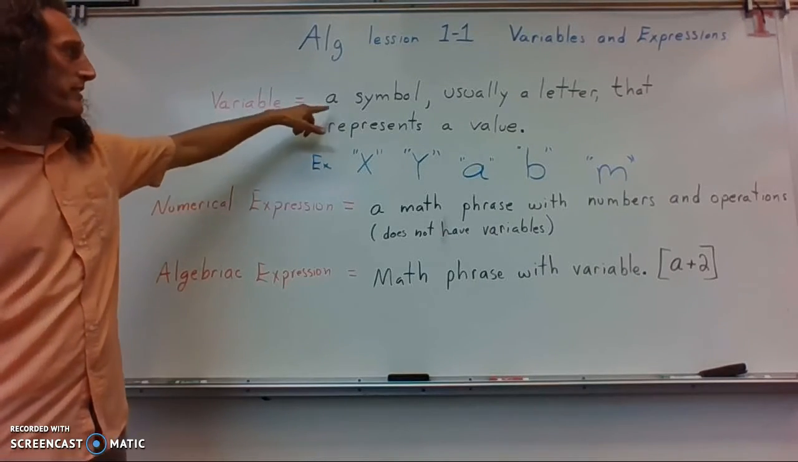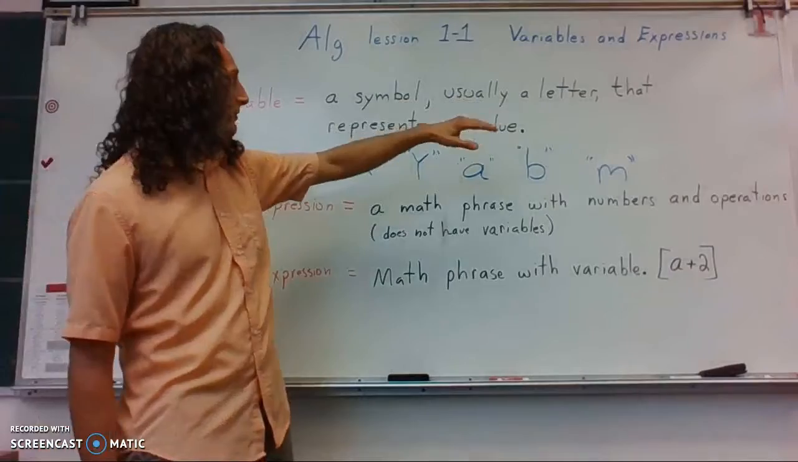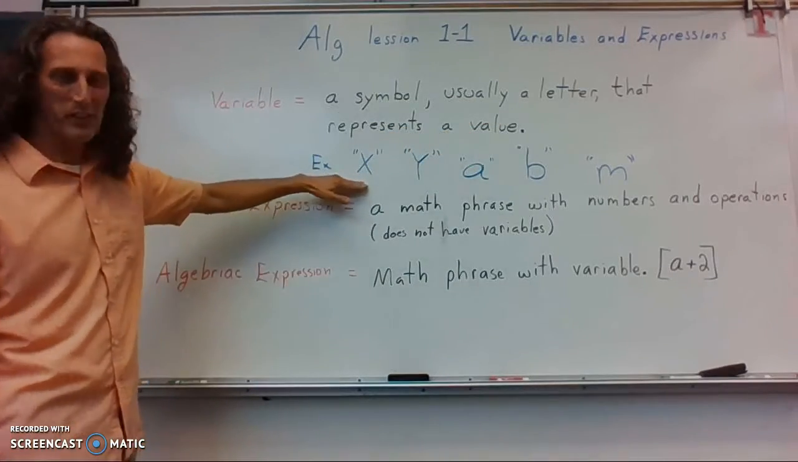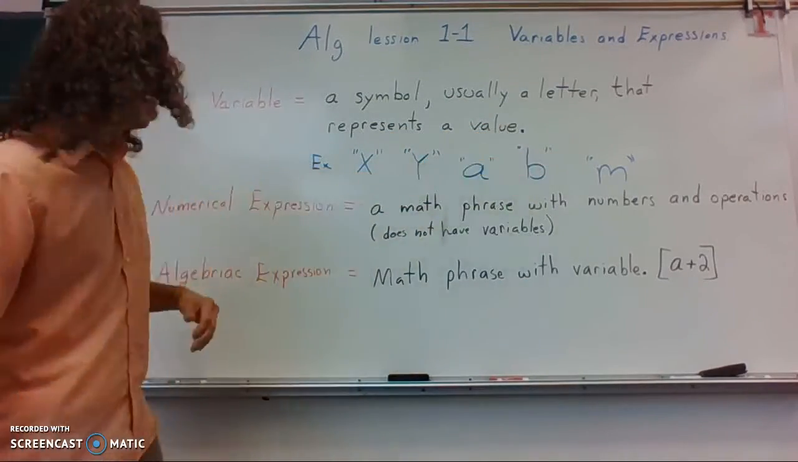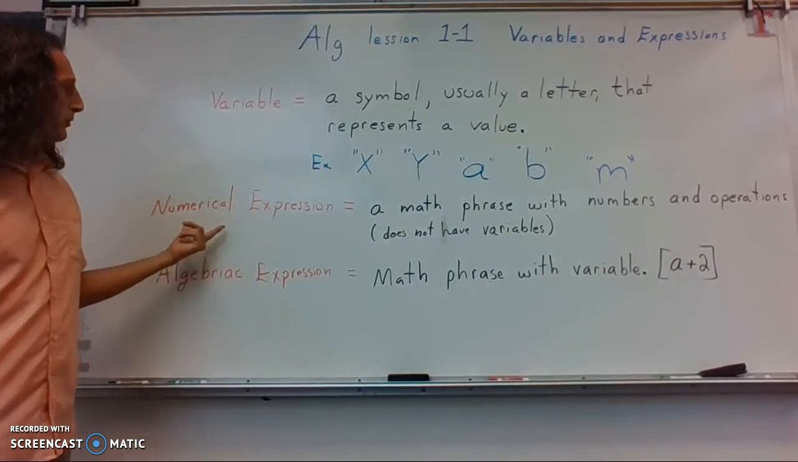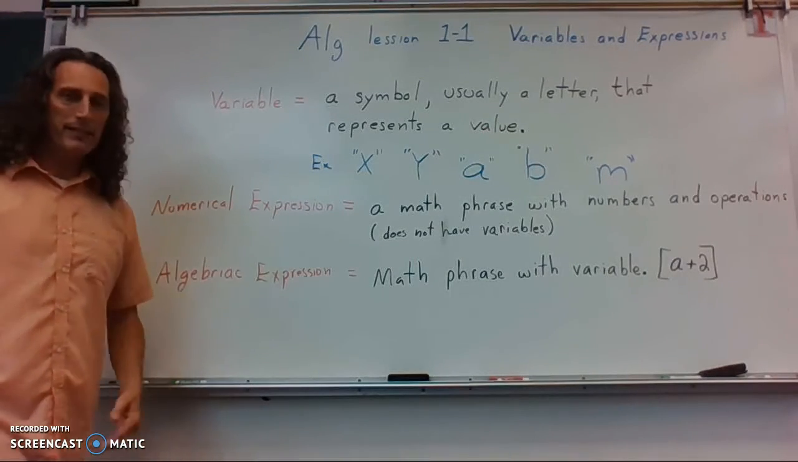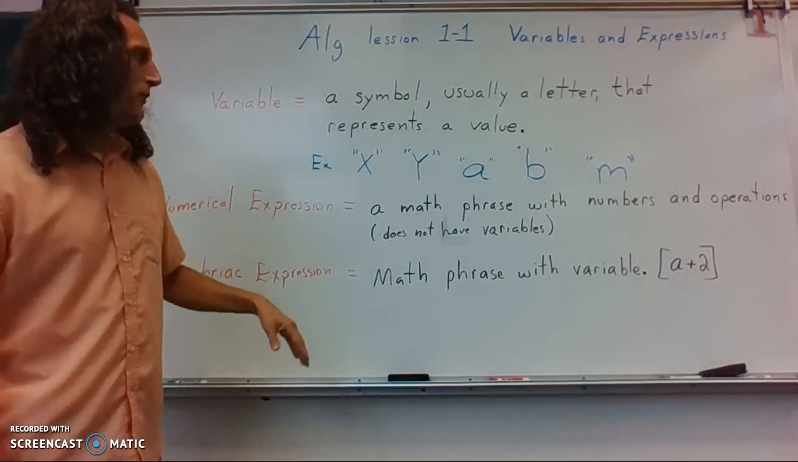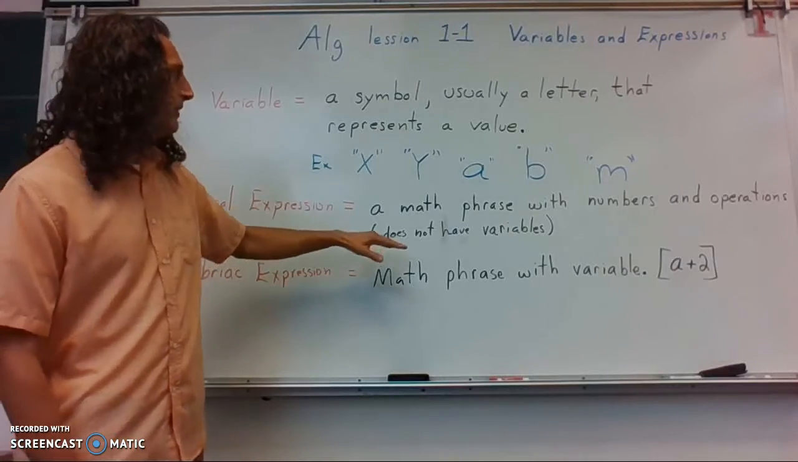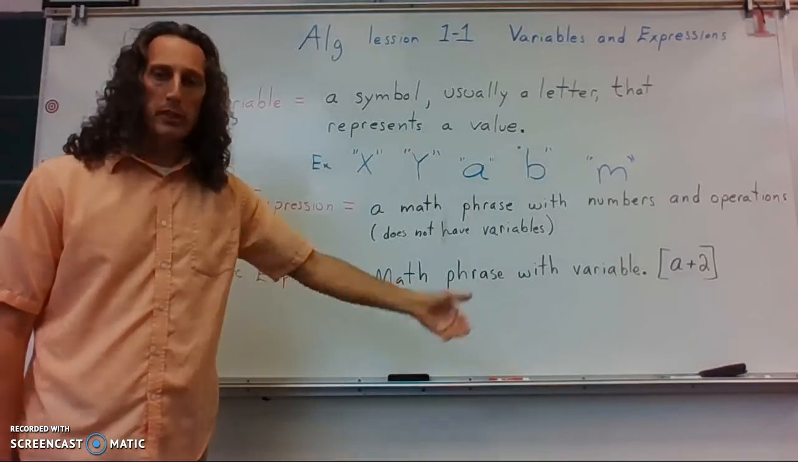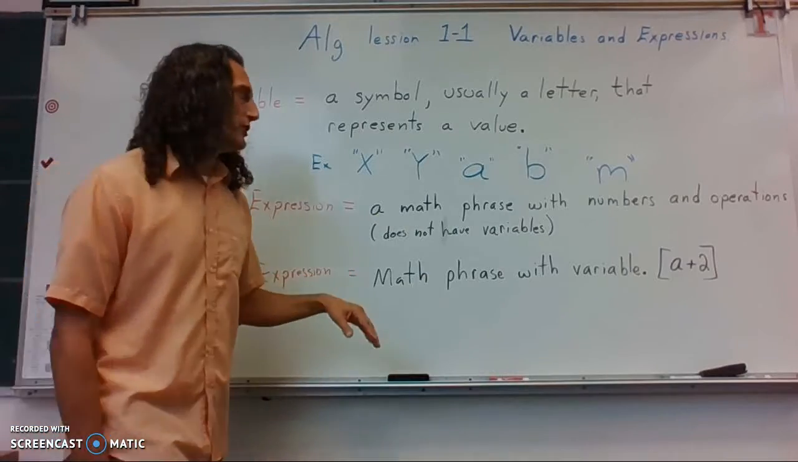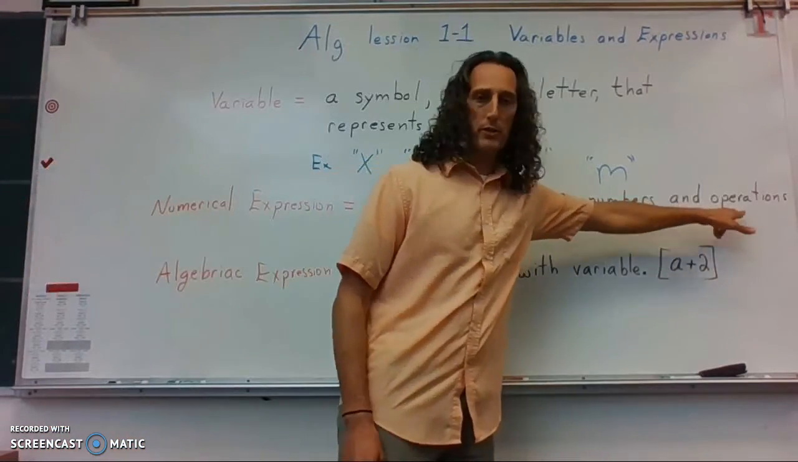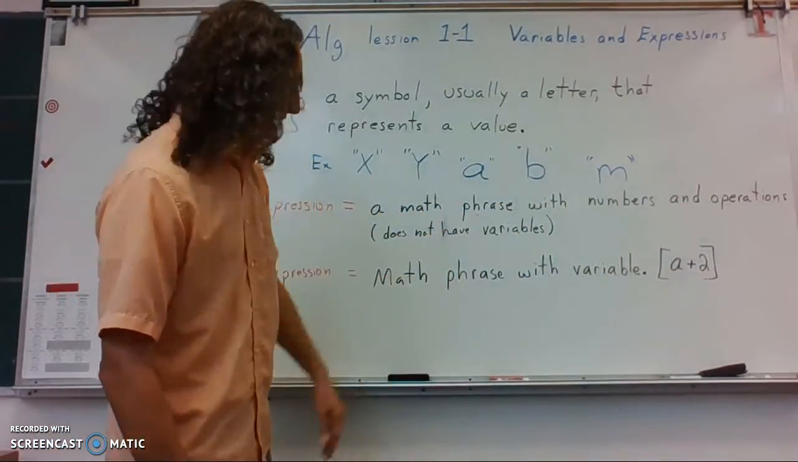A variable is just a symbol, usually a letter, that represents a value. We've seen this, it's x, y, it can be the letter a, m, whatever. Then we have what we call a numerical expression. Basically, that's a math phrase that doesn't have a variable. 2 plus 3 is a numerical expression. It just has numbers and operations, so plus signs, minus signs, division signs.